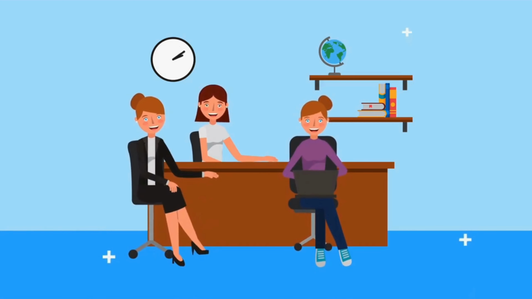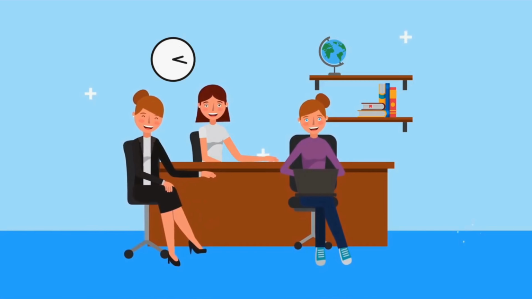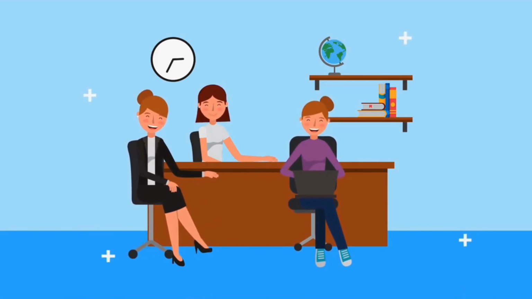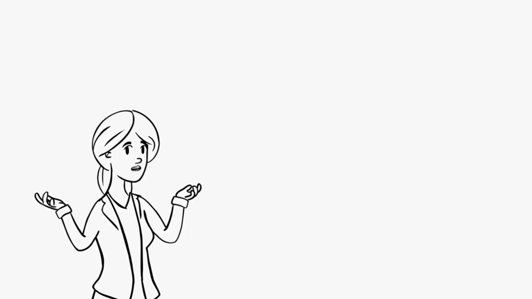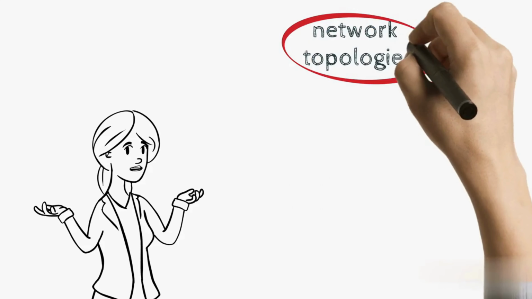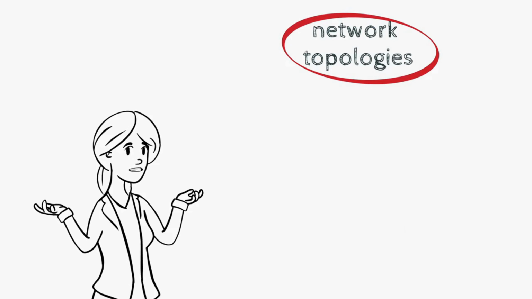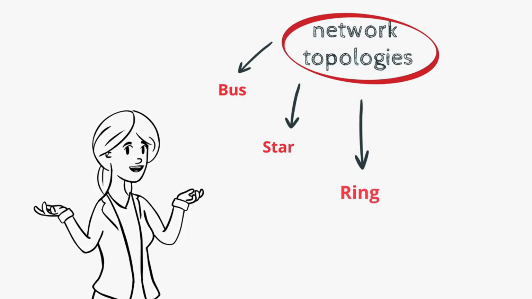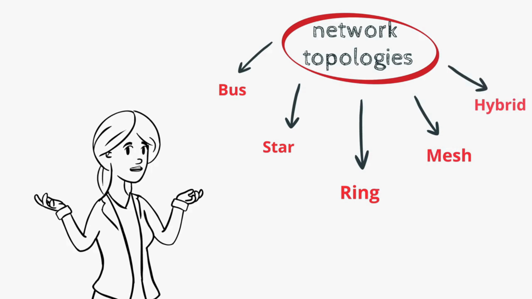Network topology refers to the arrangement of different elements, links, nodes, etc., in a computer network. There are several types of network topologies, each with its own strengths and weaknesses. The most common ones are bus, star, ring, mesh, and hybrid topologies. First, let's talk about the bus topology.